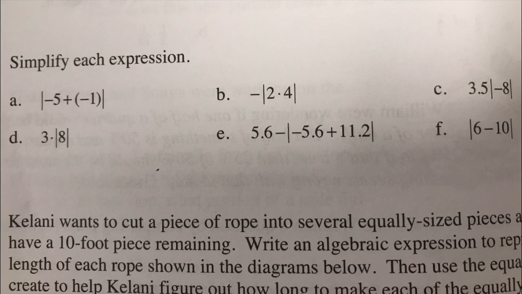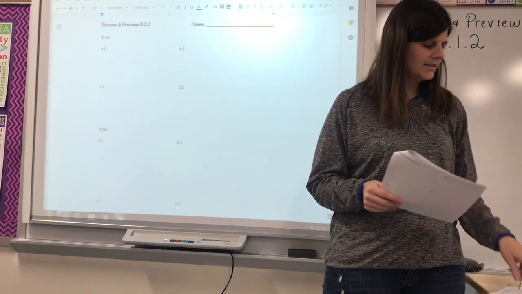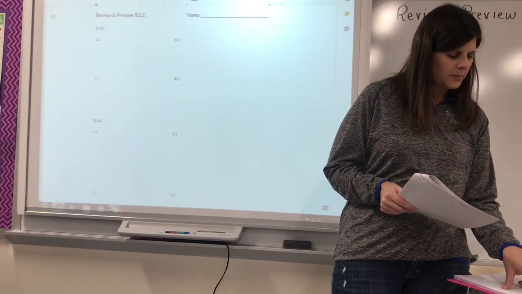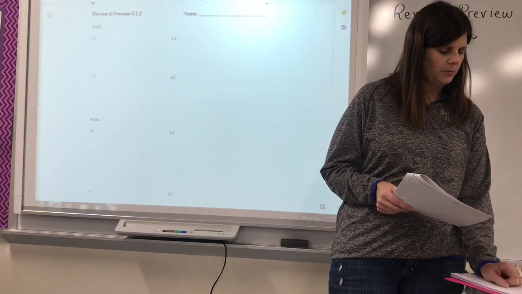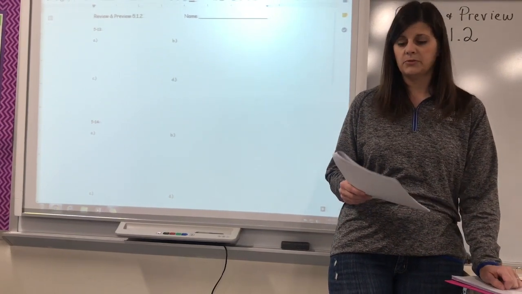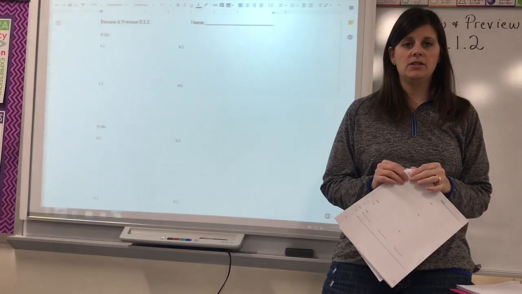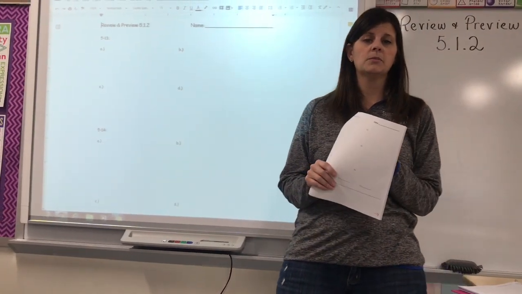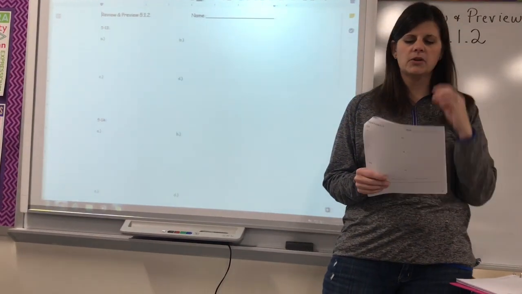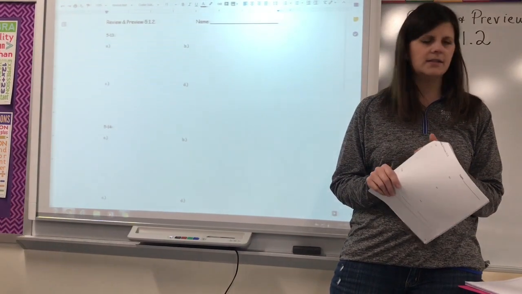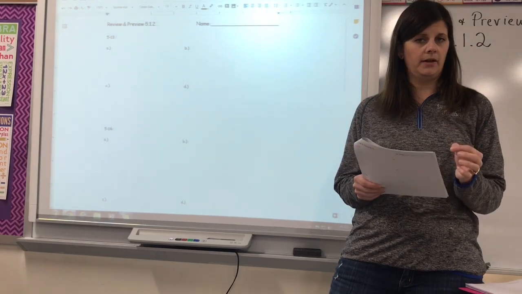For question 16, we have to write an algebraic expression for each of these to represent the length of the rope that's shown from the diagram. Much like you've seen before, your expression can literally be this plus this plus this plus this, or if you're comfortable enough and it's easier for you, you can combine some parts there to make it the simpler version, your choice. But I'm looking to see expressions for A, B, and C simply based on the diagram.